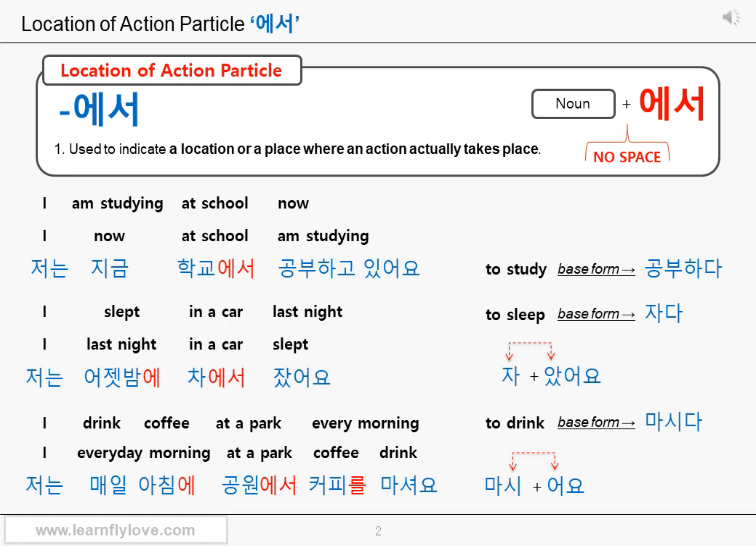At a park is 공원 in Korean. You absolutely need to add a location of action particle 에서, because 공원 is the place where you drink your coffee. 공원에서, at a park.